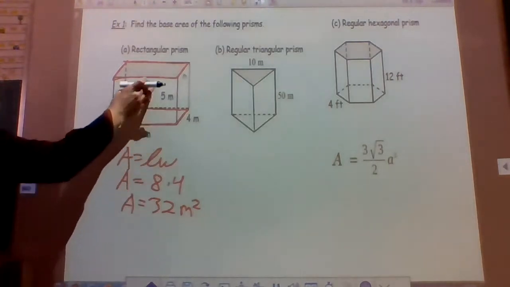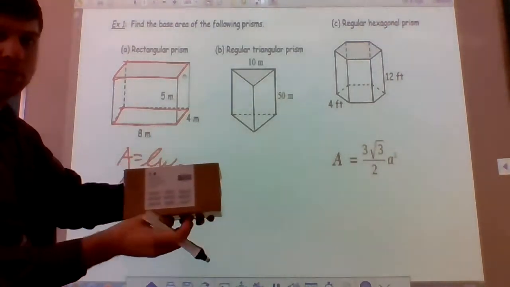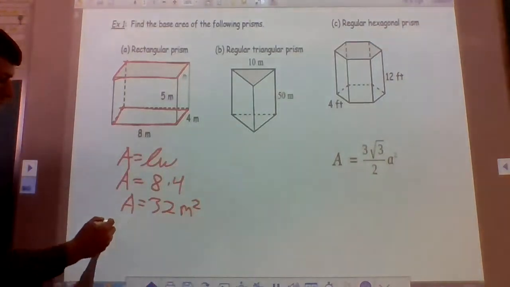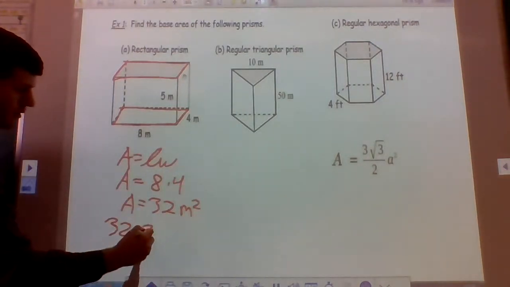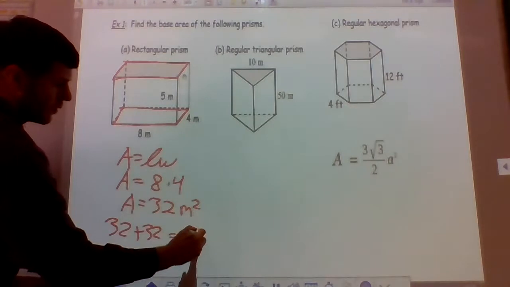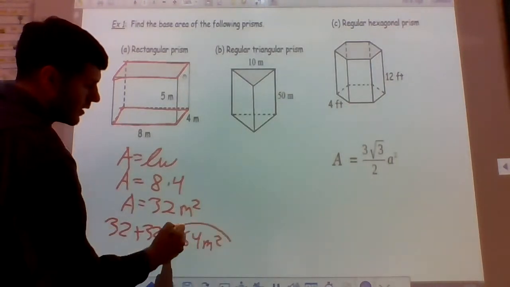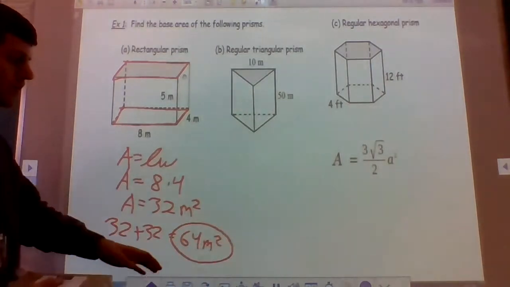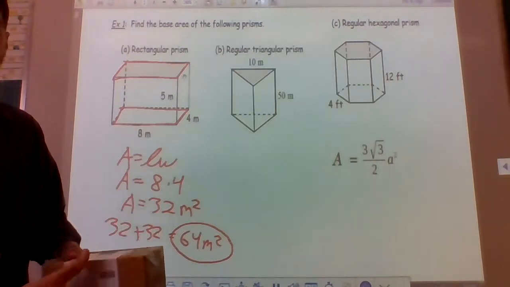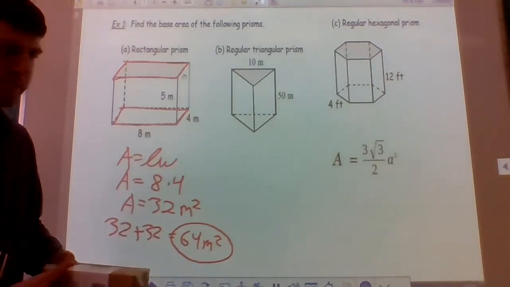Okay, base on the bottom, base on the top. So the bottom's 32 meters squared. The top is also going to be 32 meters squared. So we're going to have 32 plus 32. It's going to give us 64 meters squared. Okay, the 64 meters squared represents the area of both the bottom base and the top base added together.